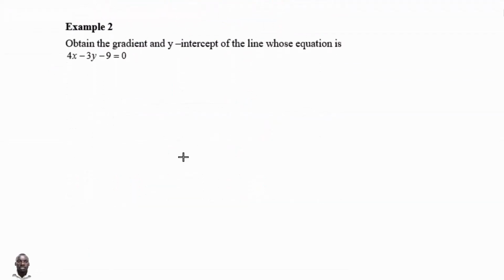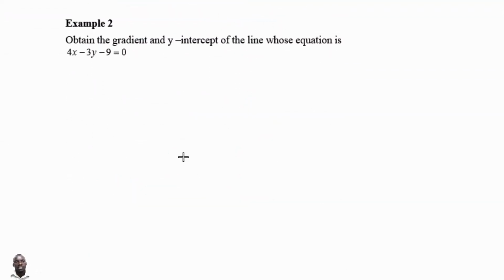Let us now proceed to example 2, which reads: obtain the gradient and y-intercept of the line whose equation is this. So we've been given the equation in here, and they want us to determine the y-intercept.